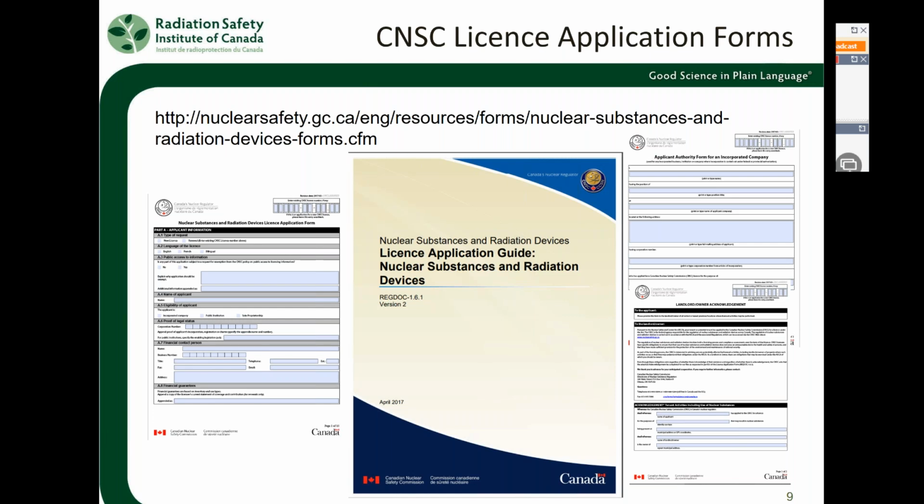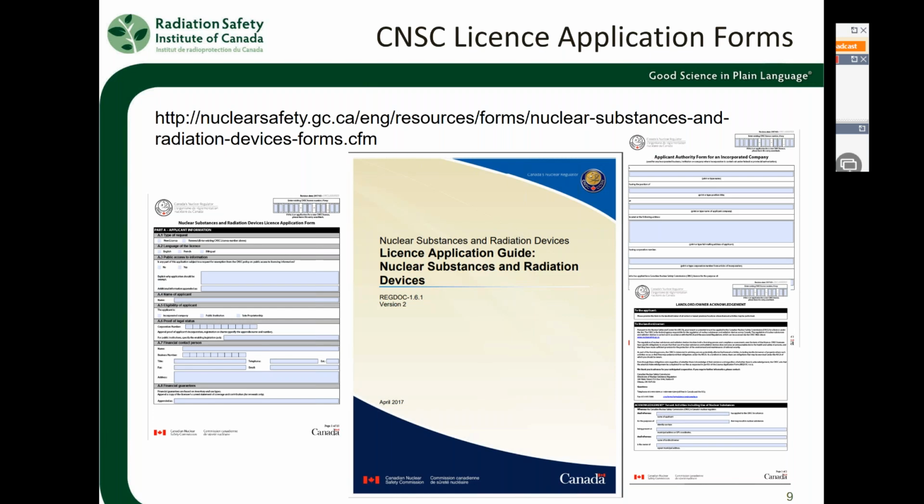And then in addition to the forms that you get from the CNSC, you will add your radiation safety manual as a big chunk of what you're submitting to the CNSC. A key thing to keep in mind with the license application and the license application guide: the CNSC keeps updating them, and the old versions continue to be available online. So it can be quite easy to download an old version and not realize that there's been a newer one.